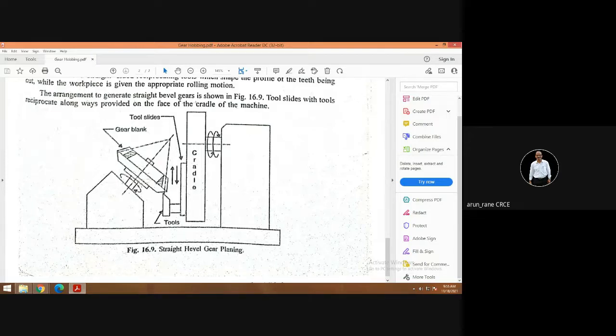All of you are aware that bevel gears are used for transmitting power at 90 degrees, that is, when the two axes are intersecting. It need not be 90 degrees; it can be any angle. If the two axes are intersecting, then you have to go for bevel gears. Spur gears and helical gears are used only if the axes are parallel.